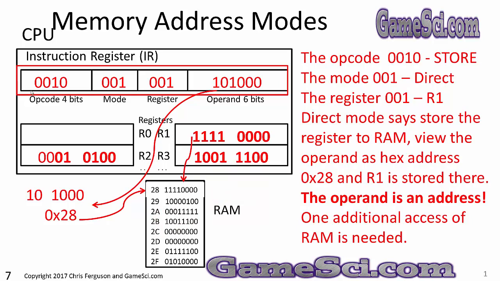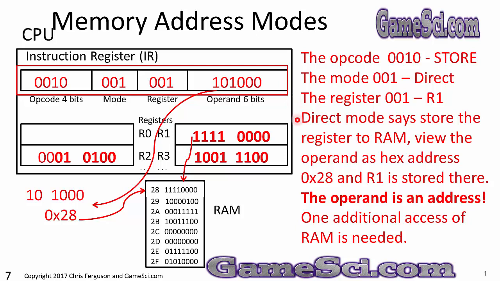Analyzing another instruction, here's a new instruction loaded into the IR. The 4 bits in the opcode 0010 say this is a store instruction. The 3 bits in the mode field, 001, say this is direct mode. The register bits are set to 001. Use R1 as our register.